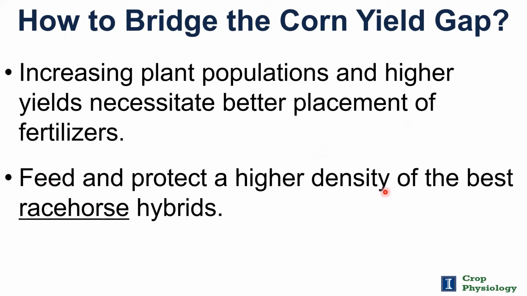You got to feed and protect the higher density of the best racehorse hybrids. And actually, as you can see, environment plays a pretty big role in that too. It can throw a wrench into some things. But that's sort of been our formula here. Feeding and protecting a higher density of the best racehorse hybrids. It's going to take better hybrid characterization even in your sub-region if you're going to want to run some of these enhanced management factors. But it is achievable, and there's a lot of yield to be achieved with today's genetics if those plants are arranged spatially and fed correctly.